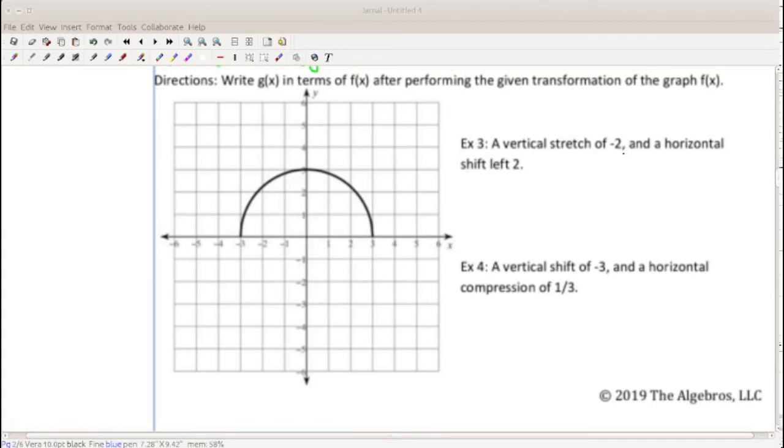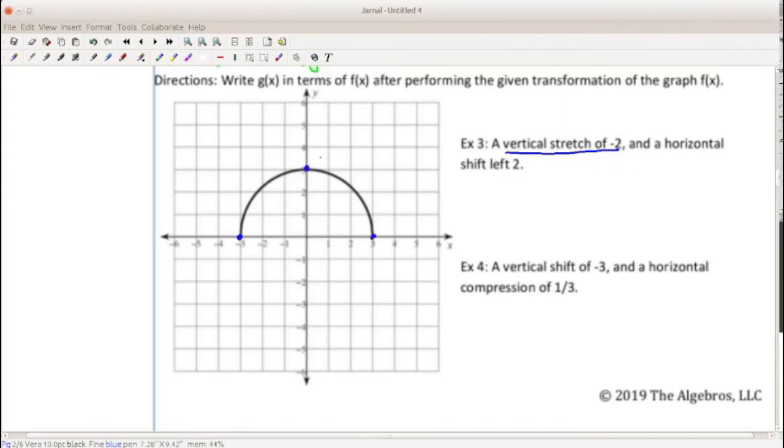A vertical stretch of -2. So this means we're going to take each of our y values and multiply by -2. And then a horizontal shift left 2. So we're going to take the result of that first vertical stretch and shift everything left 2. So take your y values, multiply them by -2. I'm going to choose these 3 points to work with. So you can kind of see what's going on.